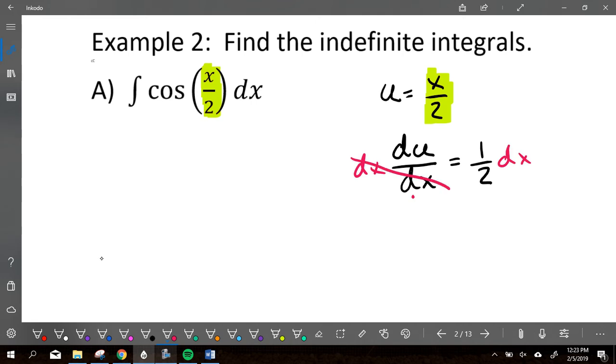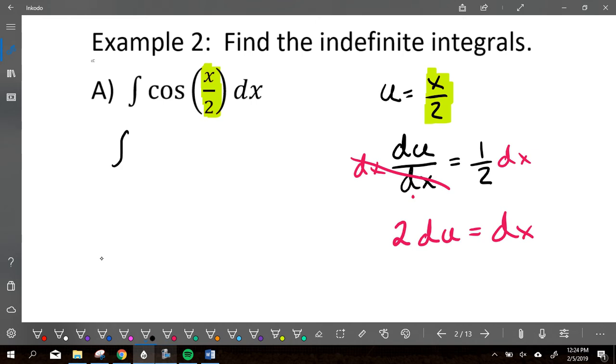Is dx by itself now? No, it's got that 1/2 with it. How could I get rid of that 1/2 on the dx side? Multiply both sides by 2. And so 2 du is equal to dx. So what we just did is set up some substitution stuff. Based on those concepts over there, we are going to substitute what we got into this problem.